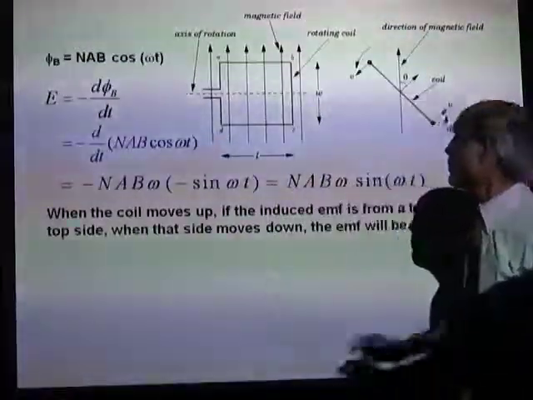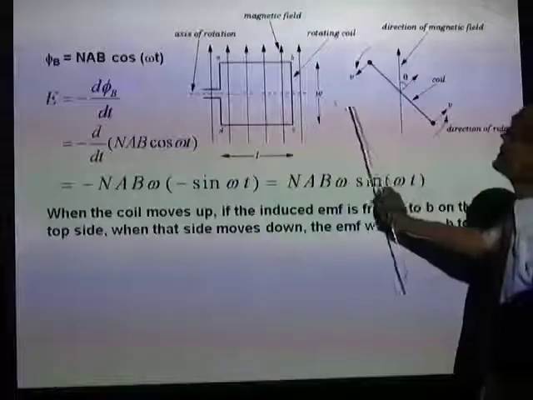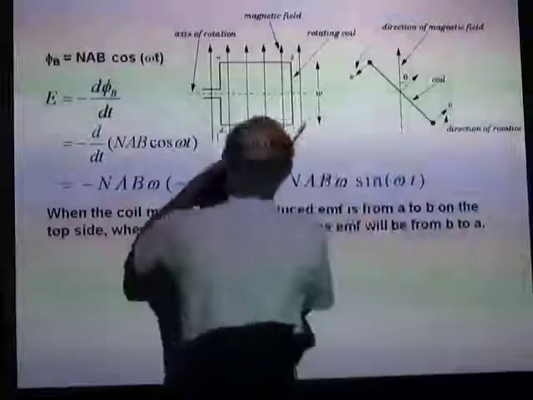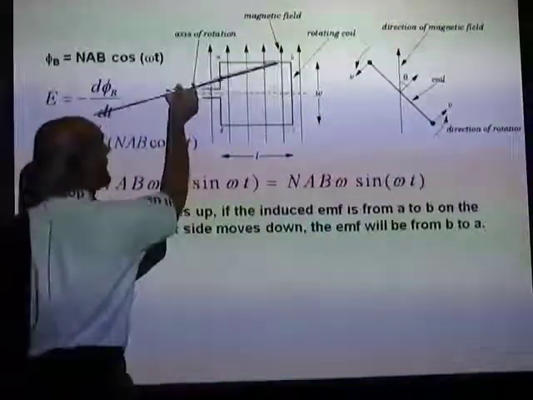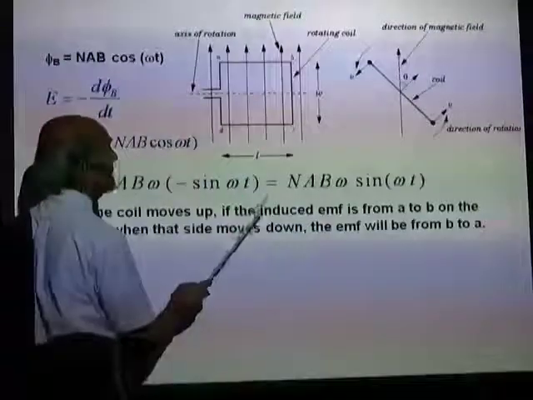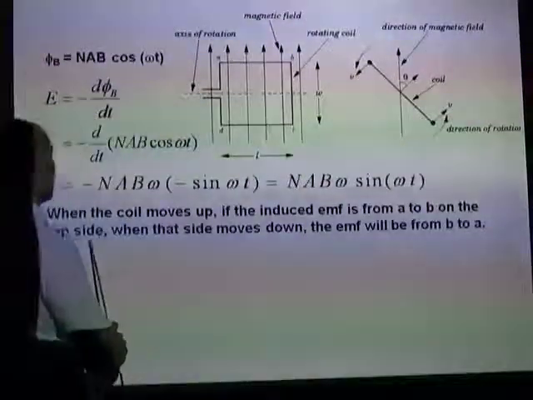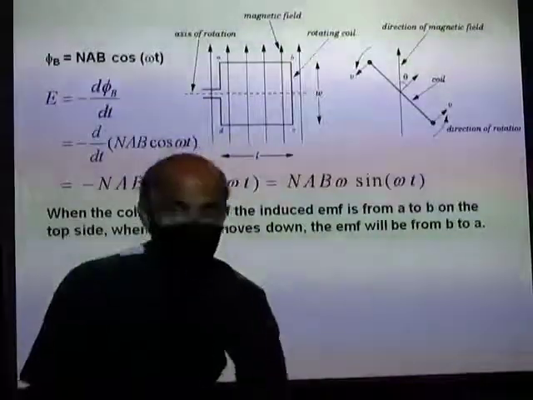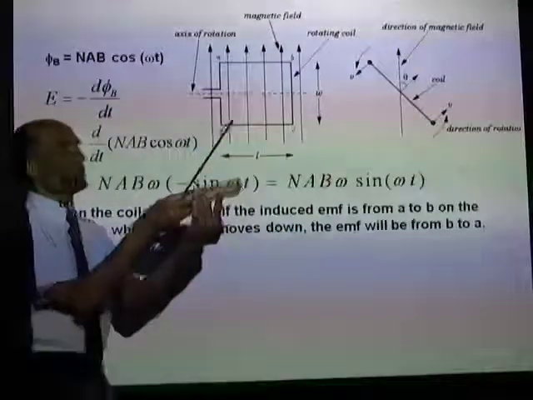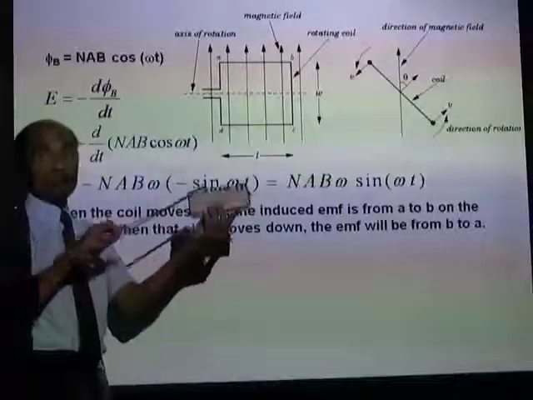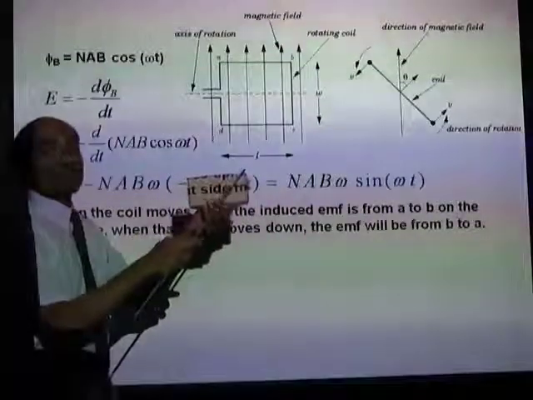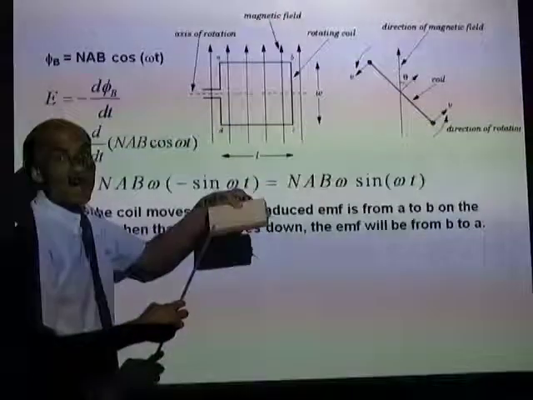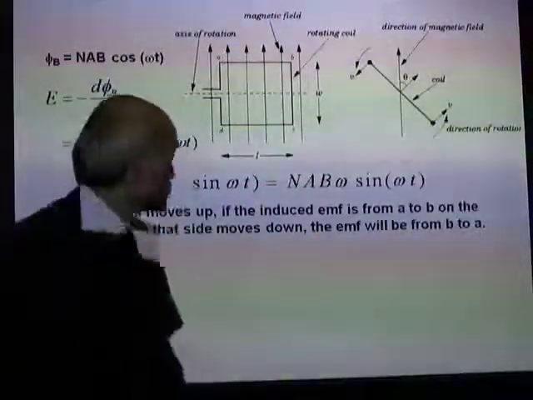Now, when the coil moves up, if the induced EMF is from A to B, you see, if the coil moves up, what I mean is this side moves up. If the induced EMF is from A to B on the top side, when that side moves down, now watch it here, this is the side I'm talking about. When that side moves up, if the induced EMF is from A to B, as it moves down, the induced EMF will be from B to A. That's something that you need to really understand.